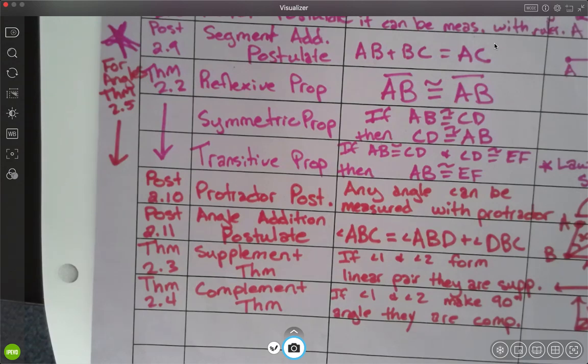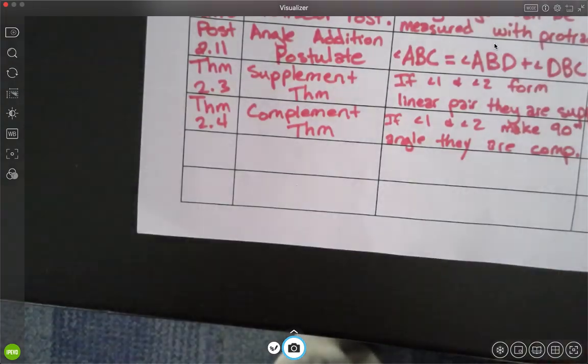These are for segments and these are for angles. Theorem 2-2 applies just for segments. This is the same exact stuff for angles, but they call it theorem 2-5. I just don't want to write each one of these three down again. I'm just going to consolidate my thoughts up there. Okay, let's go to the next page.